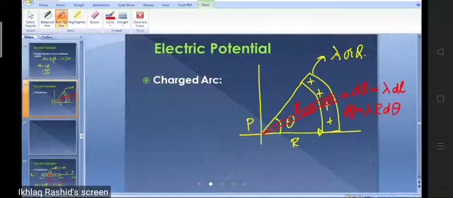It will be equal to lambda into dl, where dl is its length, and obviously we know that the length is in turn equal to r d theta. Okay, that's equal to radius multiplied by angle subtended, where the angle subtended by this element will be equal to d theta. Okay, small angle.